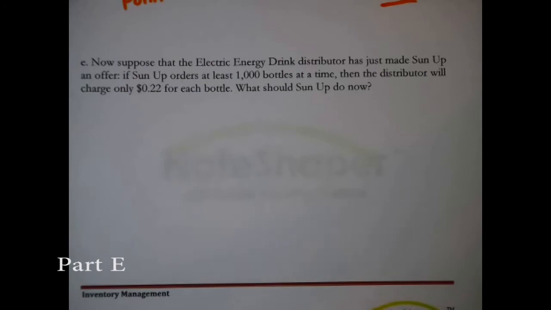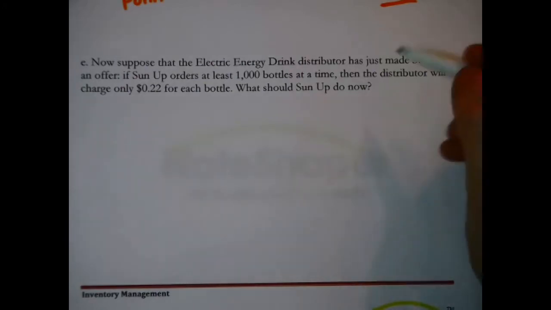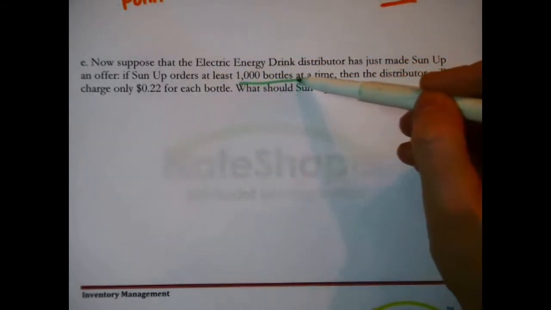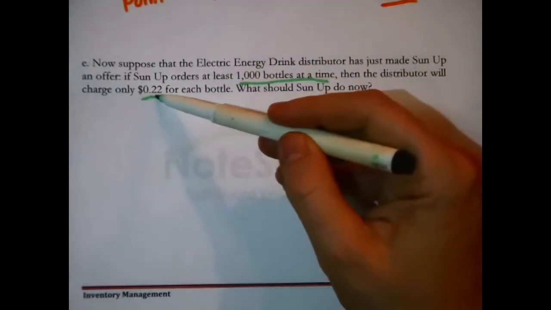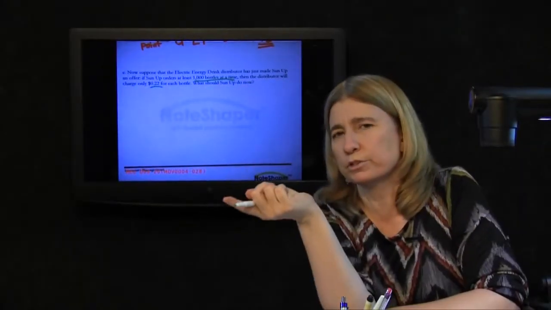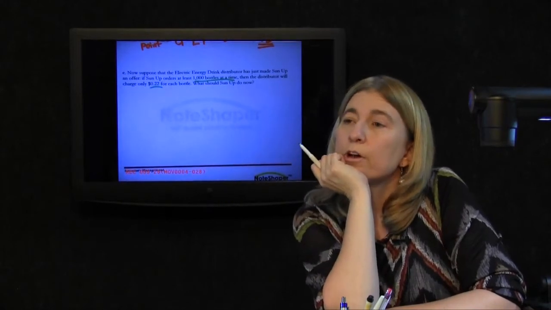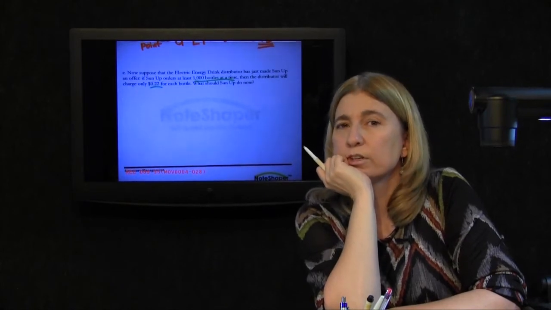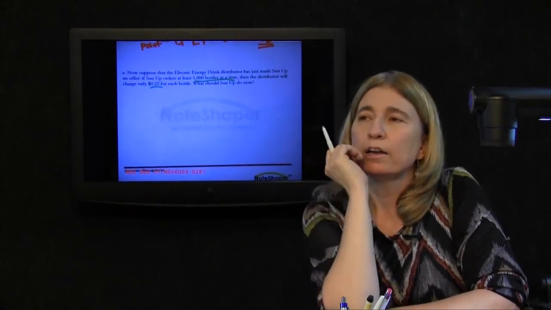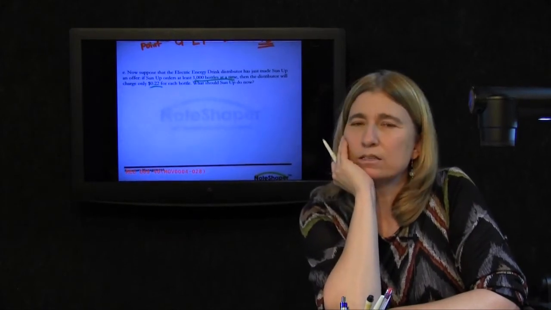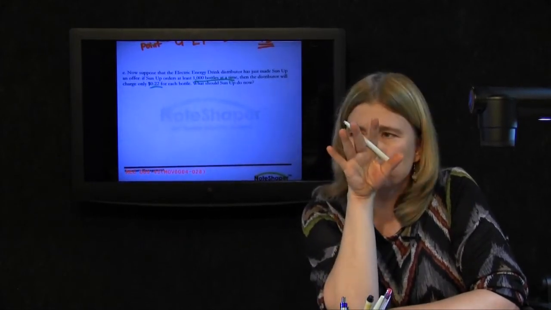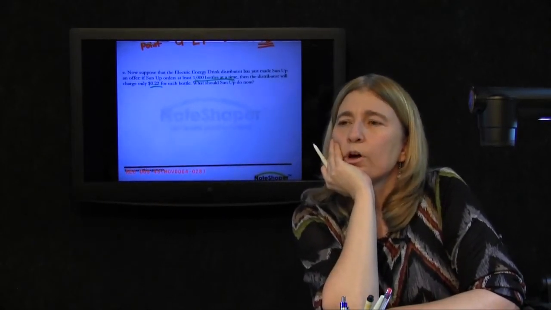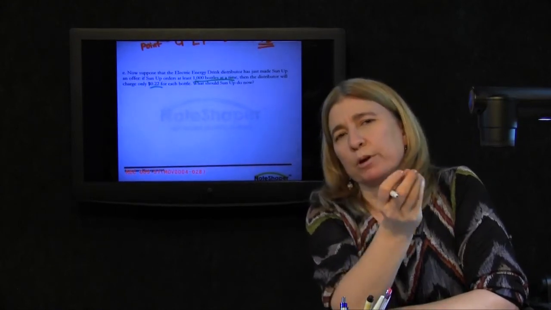Now suppose that the electric energy drink distributor has just made SunUp an offer. If SunUp orders at least 1,000 bottles at a time, the distributor will charge only 22 cents a bottle. Remember from the original scenario, they're charging 25 cents right now, and we've determined that SunUp should be ordering 382 at a time based on that information. Now if they order at least 1,000, the unit price will be knocked down to 22 cents. What should they do? Well, technically this is a price break problem now.